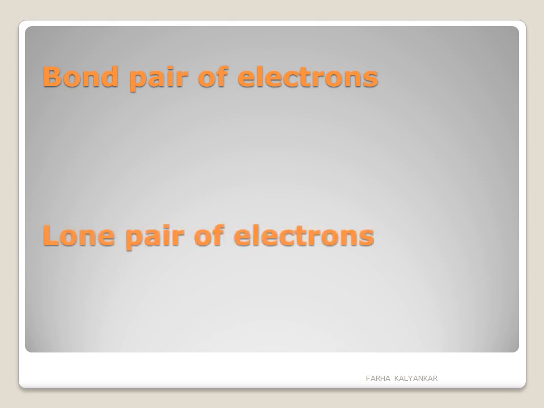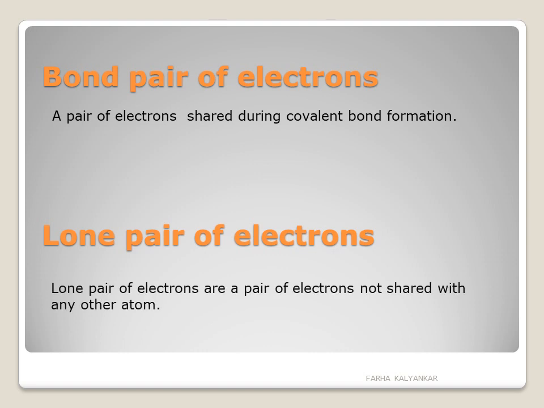Before moving forward, you should be introduced to the two most important terms. The first one is the bond pair of electrons and the second is the lone pair of electrons. Bond pairs of electrons are the pairs of electrons that are shared during the formation of a covalent bond, whereas lone pairs of electrons are the pairs of electrons which are not shared with any other atom.